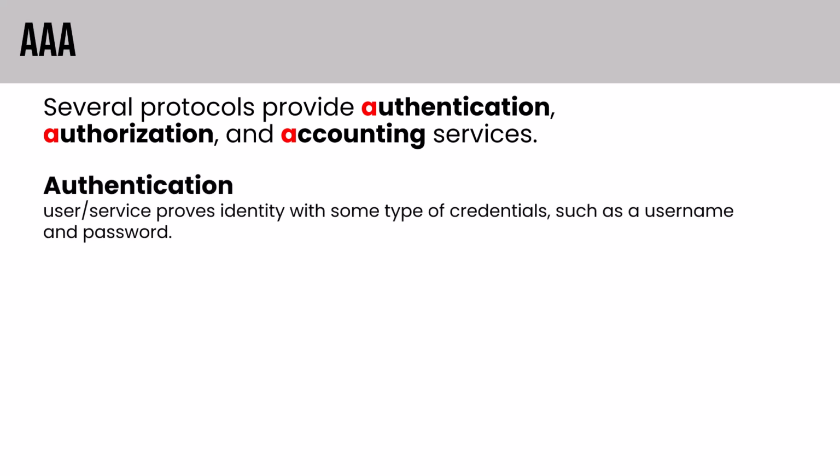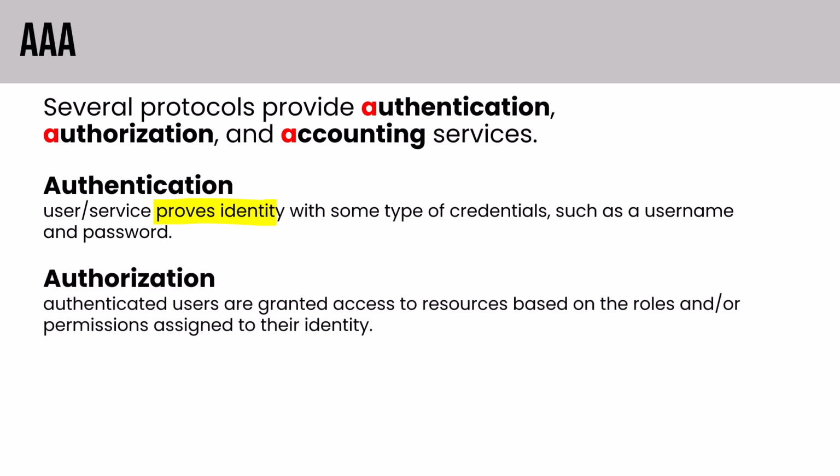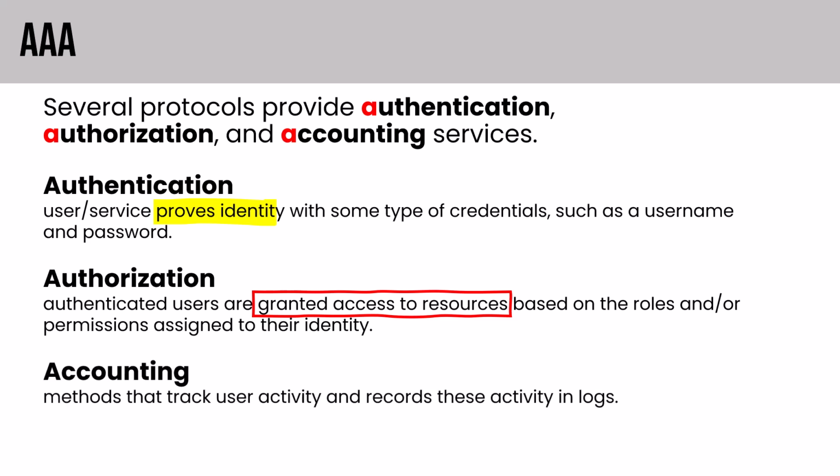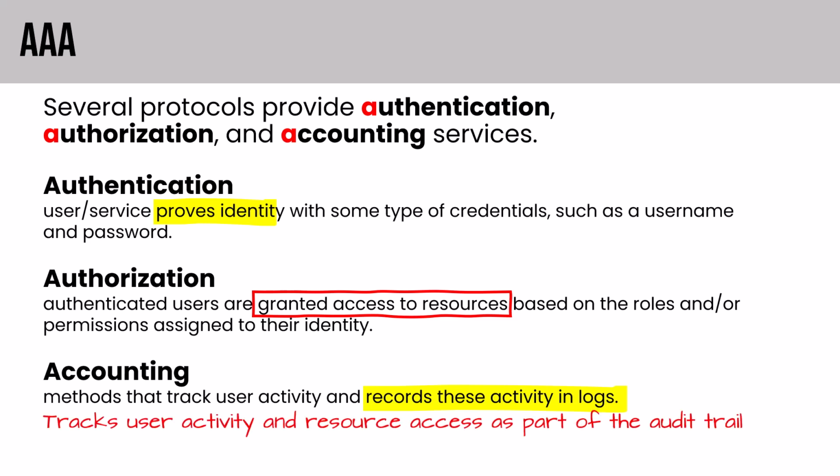So we have authentication, where a user or service proves identity with some type of credentials, like a username and a password. And then we have authorization, where the authenticated users are granted access to resources based on the roles and/or permissions assigned to their identity. And accounting refers to the methods that track user activity and records these activities in logs.